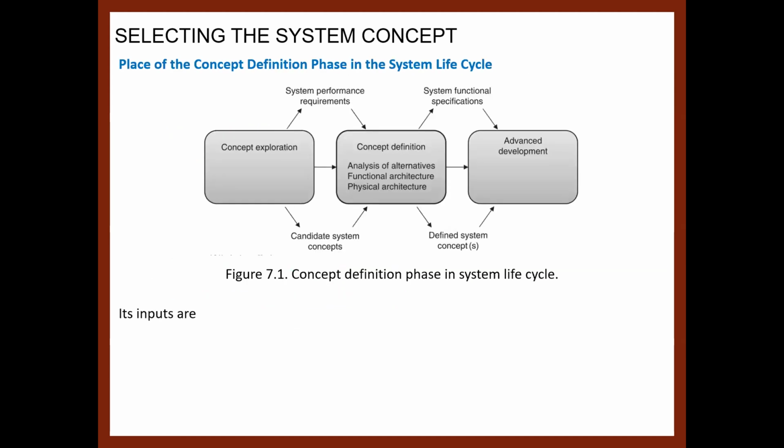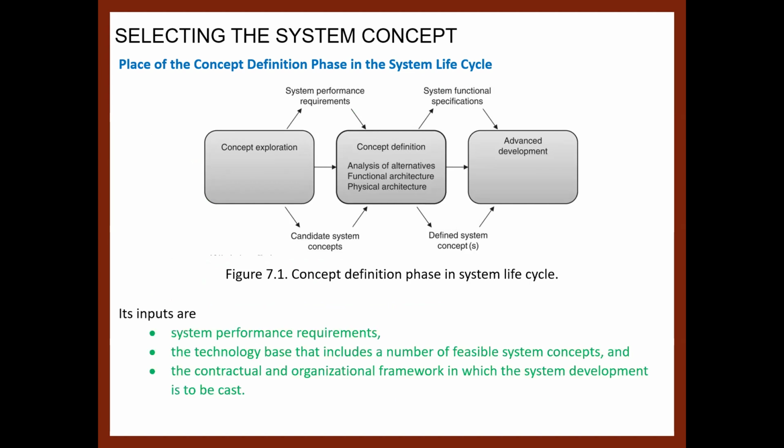So this is where we are right now. We are in the concept definition phase in the system life cycle. So we are right here. And for this particular phase, the inputs are the system performance requirements, which we have defined already in the needs analysis; the technology base that includes a number of feasible concepts; and the contractual and organizational framework in which the system development is going to be cast.